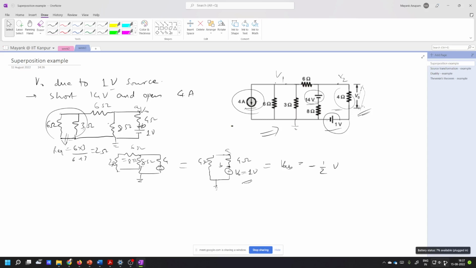Sir, I'm not clear. Okay, fine, so I will explain this point again. So this circuit can be rewritten in this form, right? Plus, minus. There is a voltage.